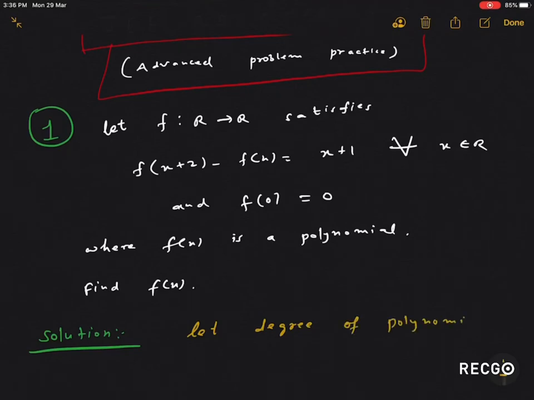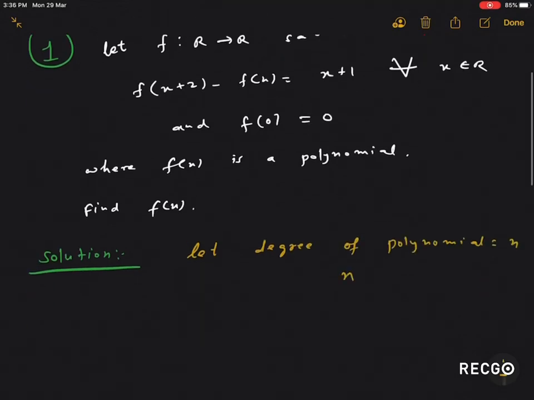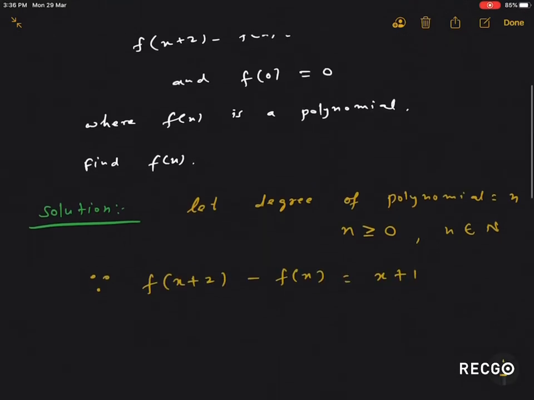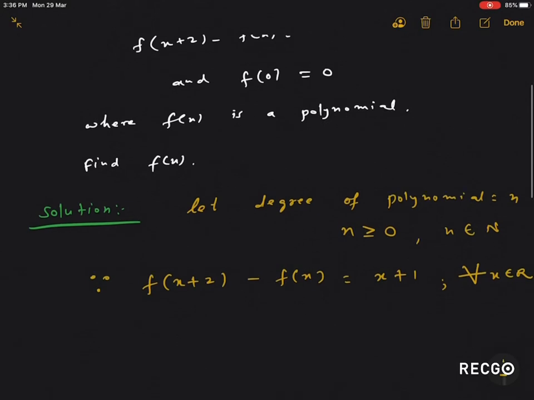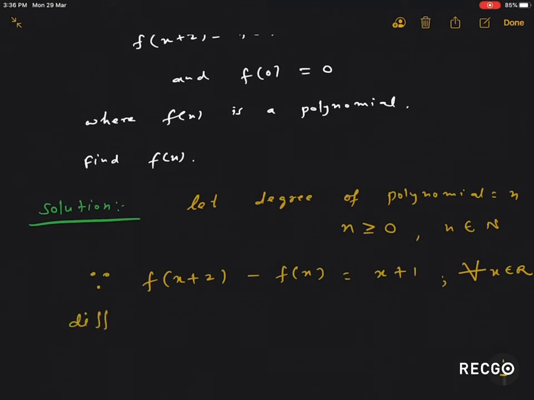For those who want to see the solution, let us say that the degree of the polynomial is equal to n, where n is greater than or equal to 0. Of course, n belongs to natural numbers because degree cannot be a fraction. Now, since f(x+2) minus f(x) is equal to x plus 1 for all x belongs to R, what can you think from here? Because you have to solve this question from the syllabus of JEE Advanced.